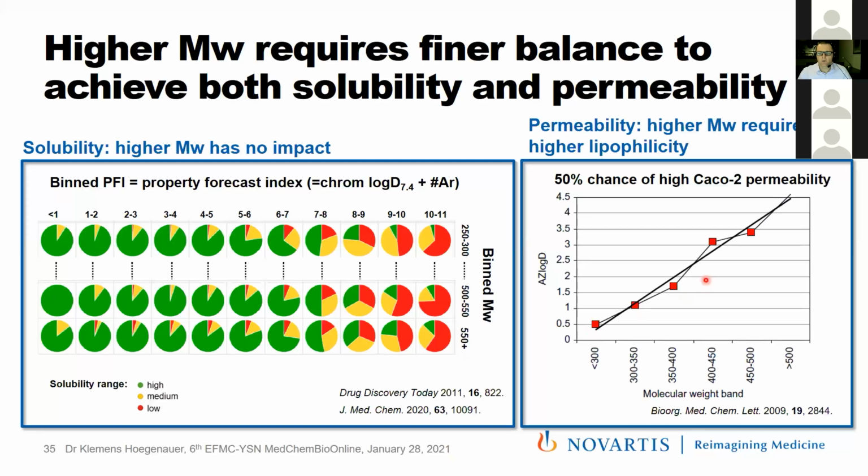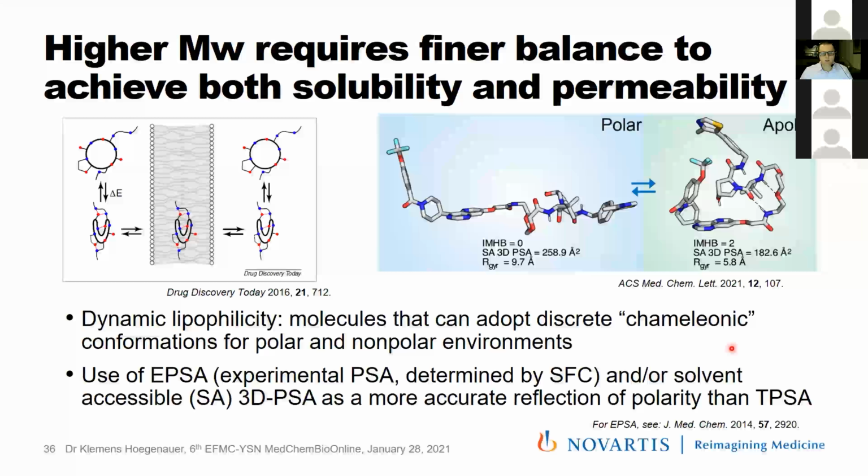On the contrary, if you look at permeability, typically higher molecular weights require higher lipophilicity in order to stay permeable. And this is quite often the problematic feature. And a second way to look at this, which has become much more popular in recent years, is the concept of dynamic lipophilicity. And you can see a cartoon of this on the left-hand side.